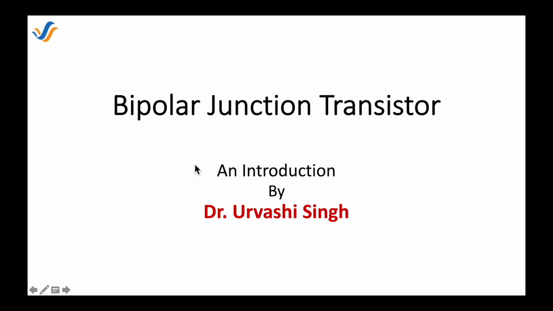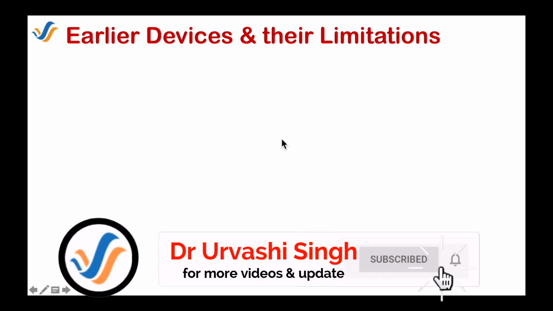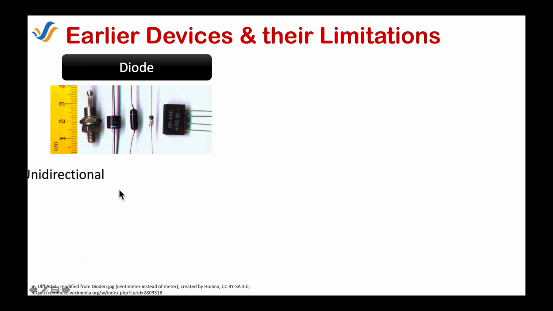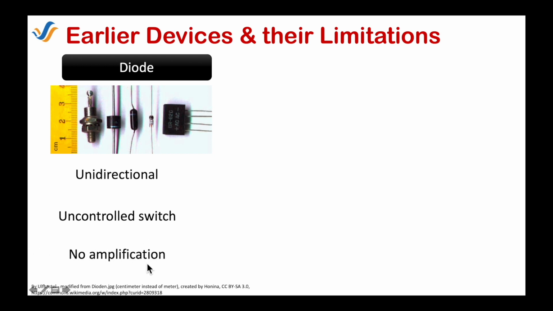In this video, I'm going to introduce the bipolar junction transistor. But before studying a BJT, we should know what the earlier devices were and their limitations. There were two most popular devices, and the first one is the diode, which you have studied in my earlier videos. The diode is a unidirectional device. It operates as an uncontrolled switch. And another important limitation is that it cannot amplify any signal.